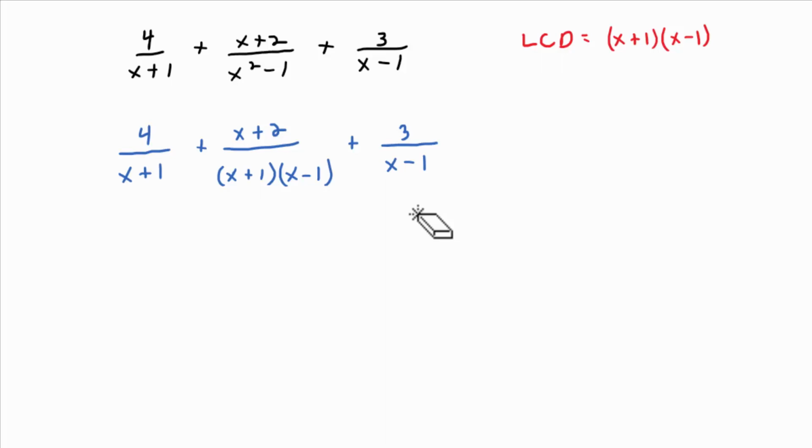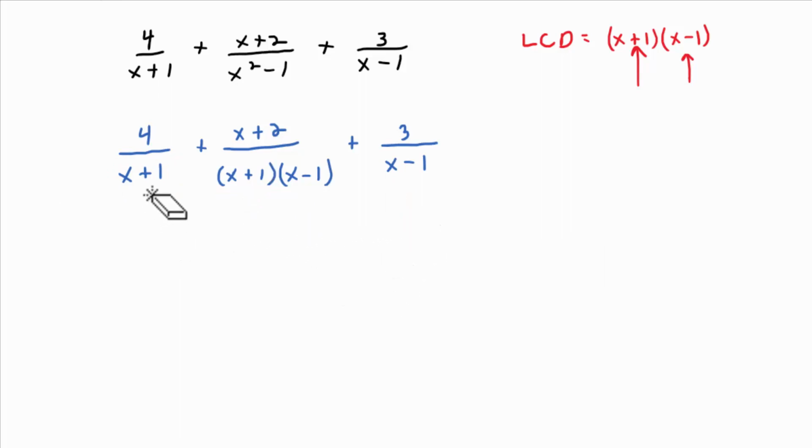The LCD is the smallest polynomial, degree-wise, that contains all the factors of all the denominators. So just look at the denominators from left to right. It's got to contain a factor of x plus 1. So that's why I wrote that down, right? I already have it. I don't need to write it down twice. It won't be the LCD if I write it down two separate times. It's got to contain a factor of x minus 1. I wrote it down. I already got it. Don't need to write it down twice. Okay?